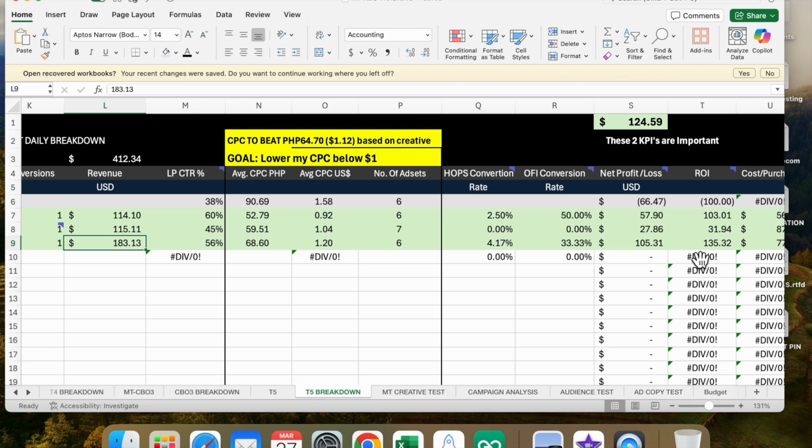So if you are losing money, it's okay. At the beginning, it's okay to lose money because you are buying data. You are optimizing your pixel.